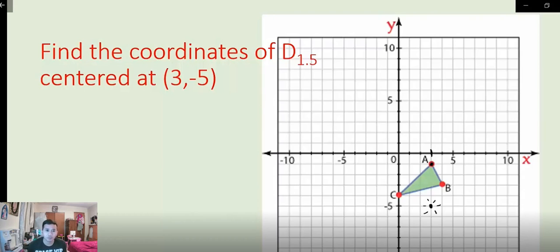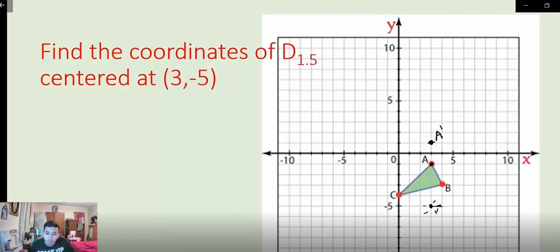So your point A. Horizontally, vertically, the vertical distance, so that's 1, 2, 3, 4. So that is 4 units. Then you have to multiply this one by 1.5. So your A prime would give us 3, 1. So positive 3, 1.